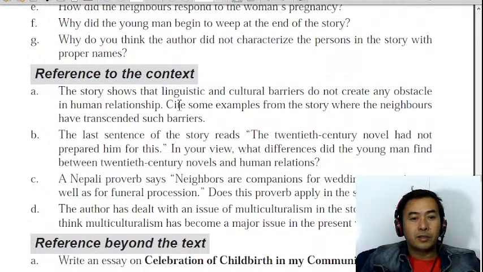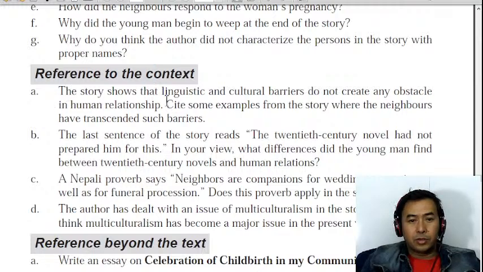Next, we do have reference to the context. It means we have RTC. We are studying RTC from grade 6, 7, 8, 9, 10 in different literature books, so we shortly call it RTC, a reference to context. Whatever the story is related to, in what part what has happened, we need to identify this. For that, we need to reread the text. Okay, let's look at question number A.